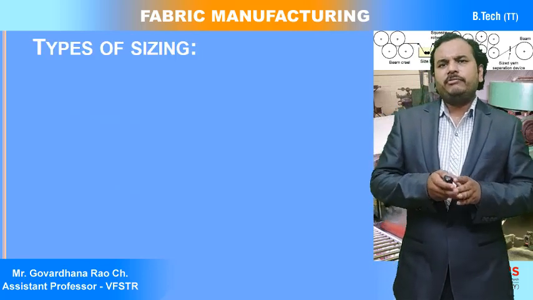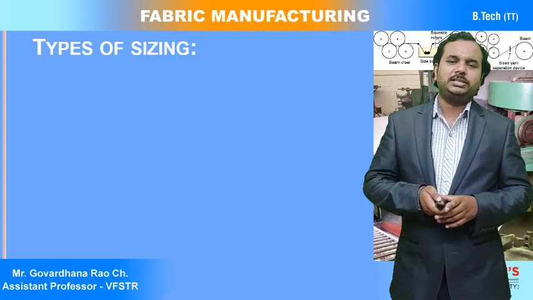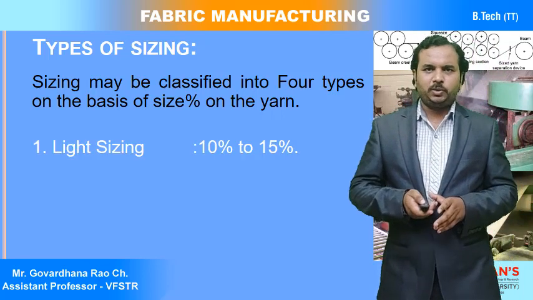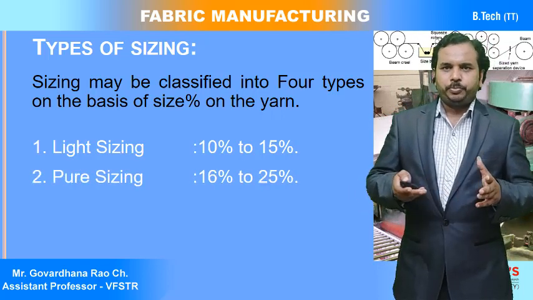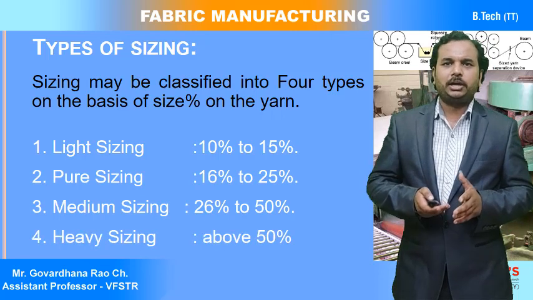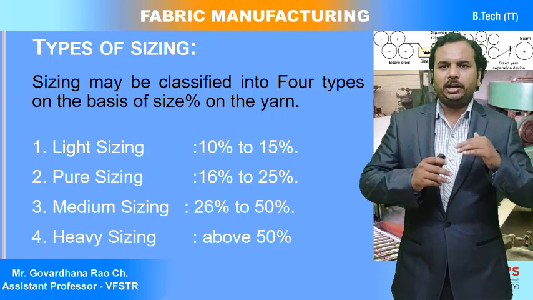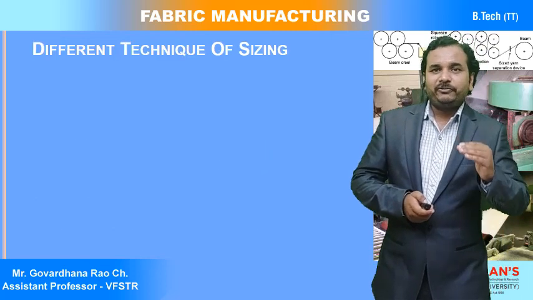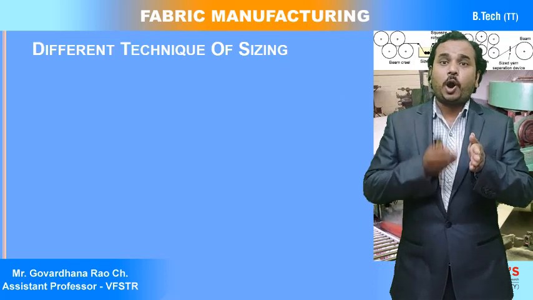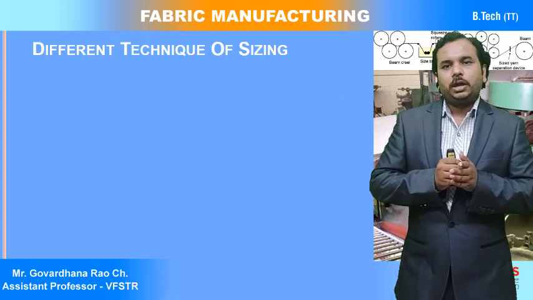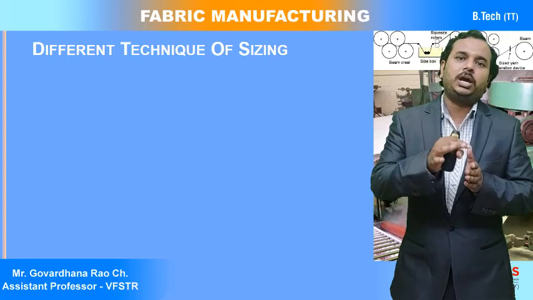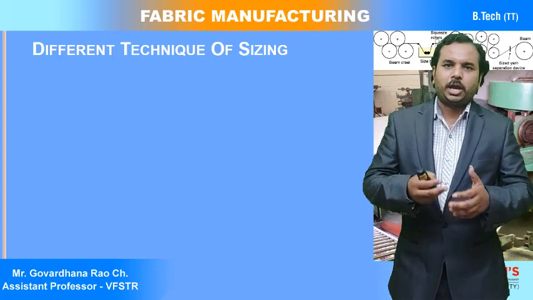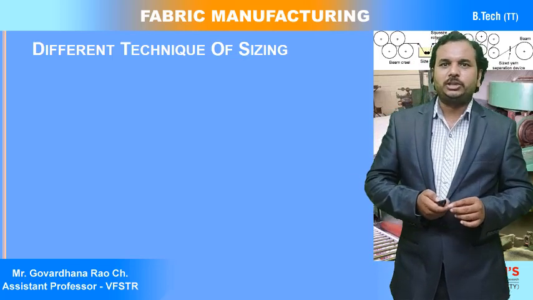Now we will see the different types of sizing. There are basically 4 types of sizing: light sizing, pure sizing, medium sizing and heavy sizing. Okay, and there are different techniques of sizing. Techniques are nothing but how we apply the size paste onto the yarn. What technique is used to apply the size paste onto the yarn is called the different techniques of sizing.